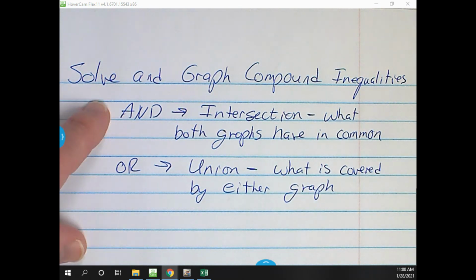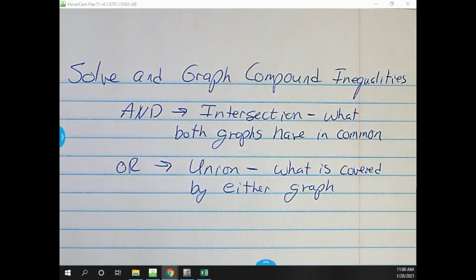So the and was a little bit more difficult because you have to put the pieces together and figure out what they have in common. It's almost like you have to lay them on top of each other. If you had one that was yellow and the other one was blue, if you put the yellow and blue graphs on top of each other, wherever you get a green, that would be your answer. The or was easier because you just graph it, whatever shows up, that's your answer. You don't have to worry about comparing anything.